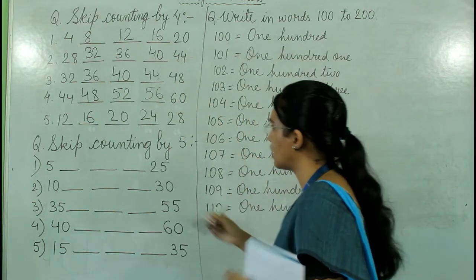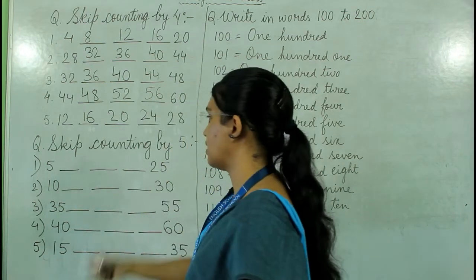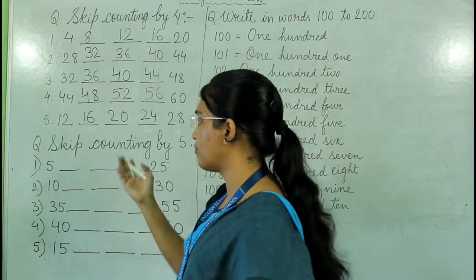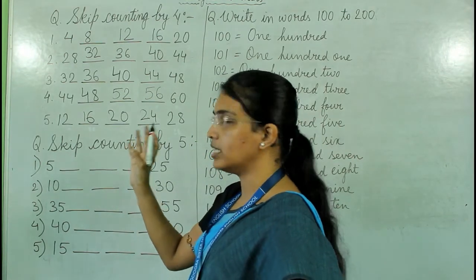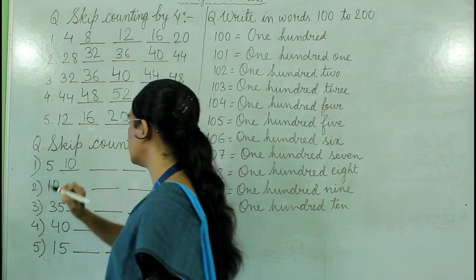Now we will do skip counting by 5. So first question is 5 dash dash dash 25. So from 5, we have to skip how many numbers? 5 numbers. So from 5, 6, 7, 8, 9, 10. So if you skip 5 numbers from 5, then you will get 10.